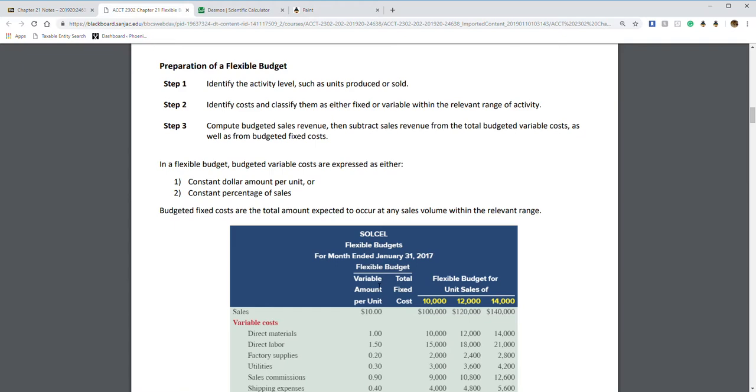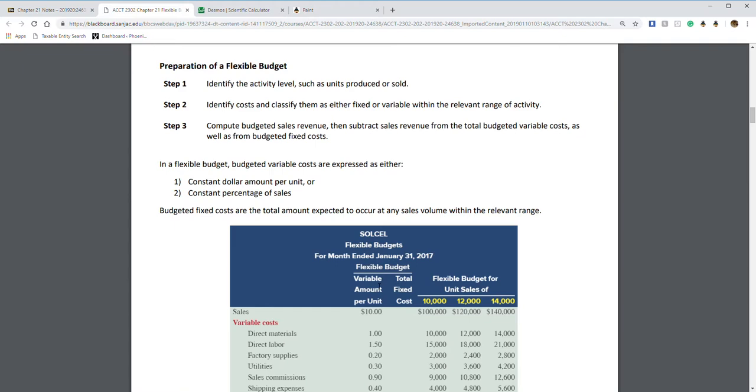In preparing a flexible budget, our first step will be to identify the activity level: how many units produced or sold that we're going to use. Step 2 is to identify the costs and classify them as either fixed or variable within the relevant range of the activity. Usually that's mostly our big 3, direct materials, direct labor, and factory overhead, but now we also throw in some of the G&A stuff like sales commissions and other items like that.